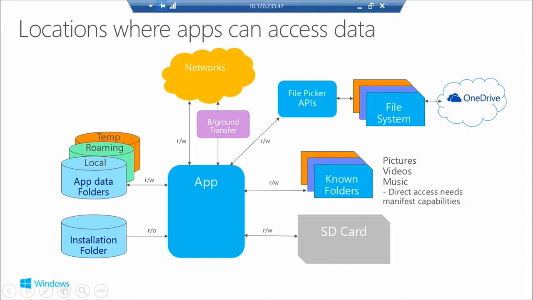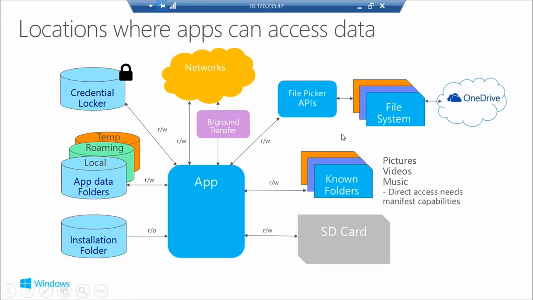Application data folders, and we have three kinds of those: the local folders, roaming folders, and temp folders. And then we have Credential Locker, which is a secure place where we can store our password information, username and password credentials. And this also roams.